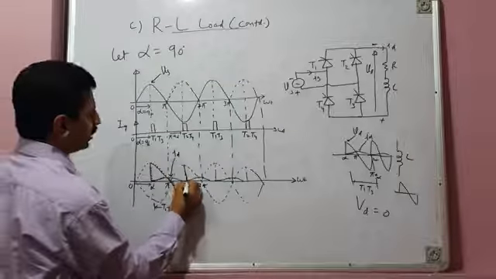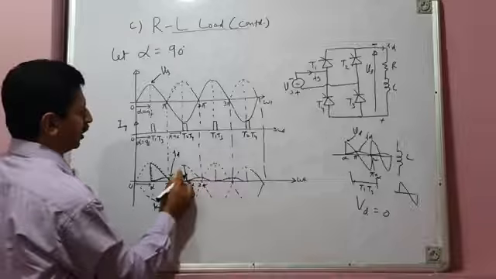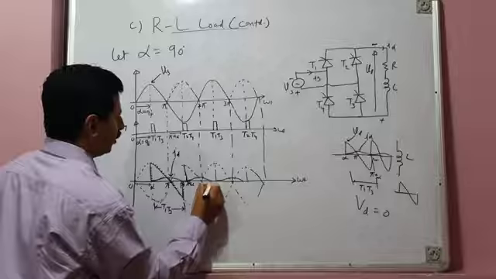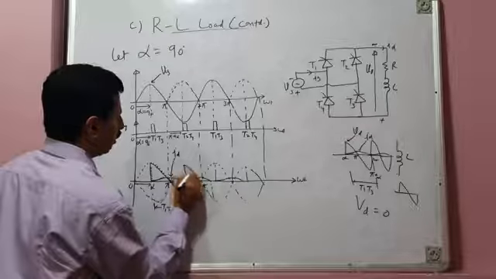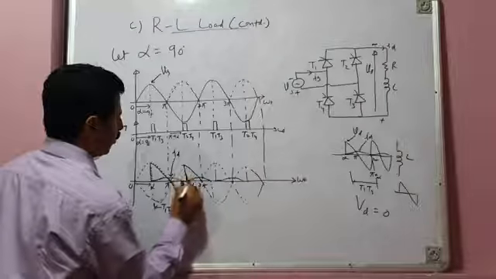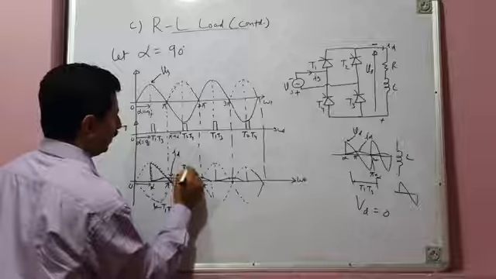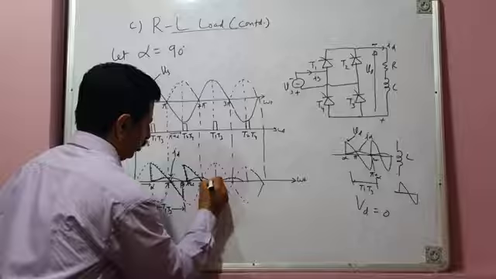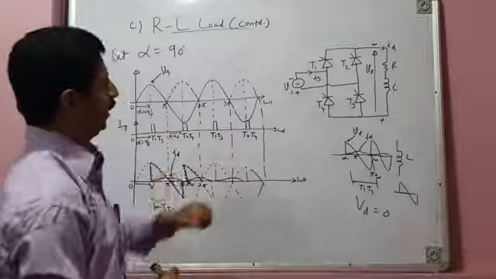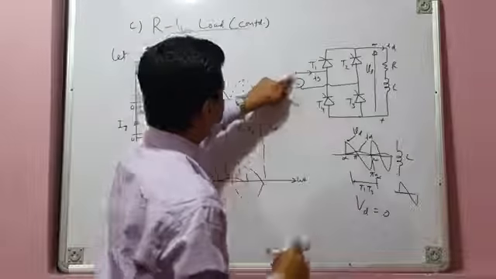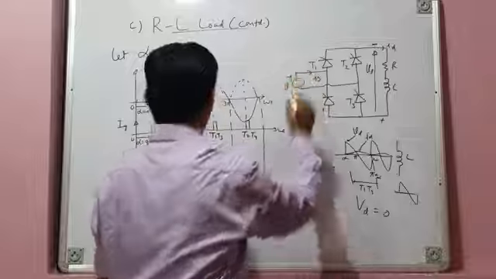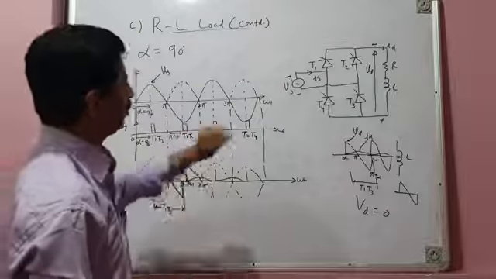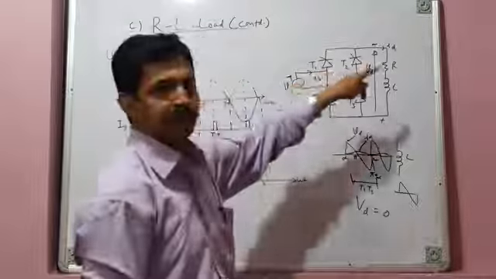From beta to pi plus alpha, your load voltage will be zero, and then it will again be equal to the positive half segment of source voltage from pi plus alpha to 2 pi. And from 2 pi to 2 pi plus beta, source voltage now reverses its polarity. It again becomes positive. You can see source voltage again becomes positive, but the T2, T4 pair continues to conduct.